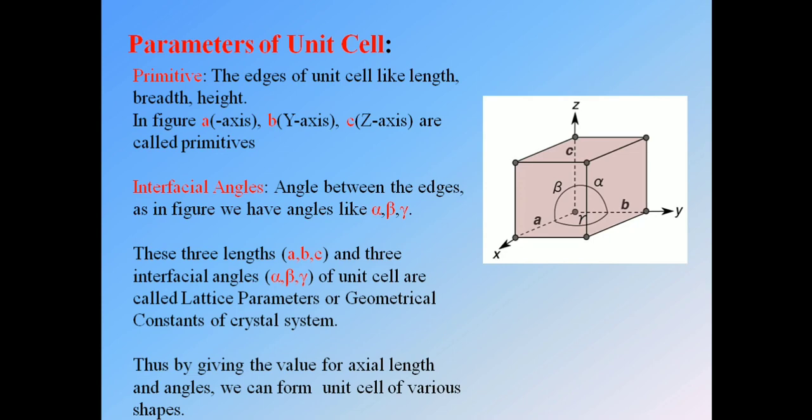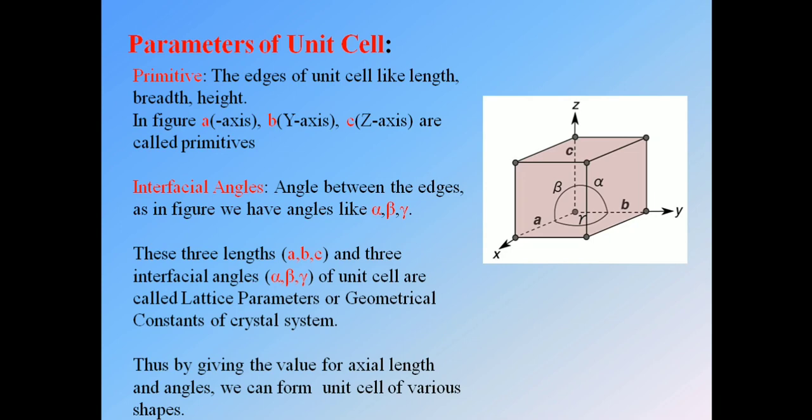Okay, next, interfacial angles. We can see we have drawn some angles, that is alpha, beta, and gamma. These three angles are combinedly called as the interfacial angles. Here I can say alpha is the angle between edge B and C, beta is the angle between edge C and A, gamma is the angle between A and B. So combinedly these three angles are called as interfacial angles or inter-edge angles also.